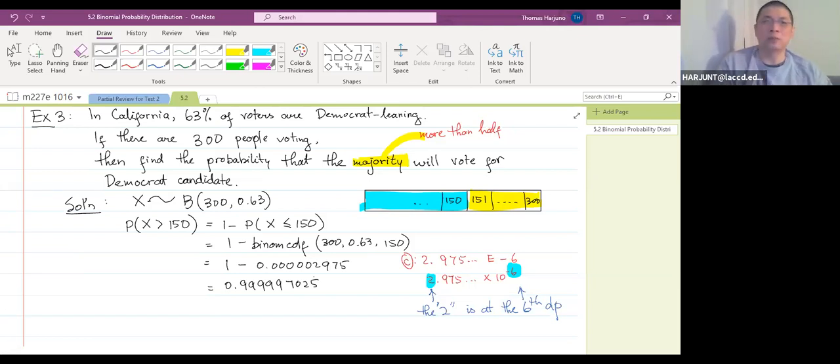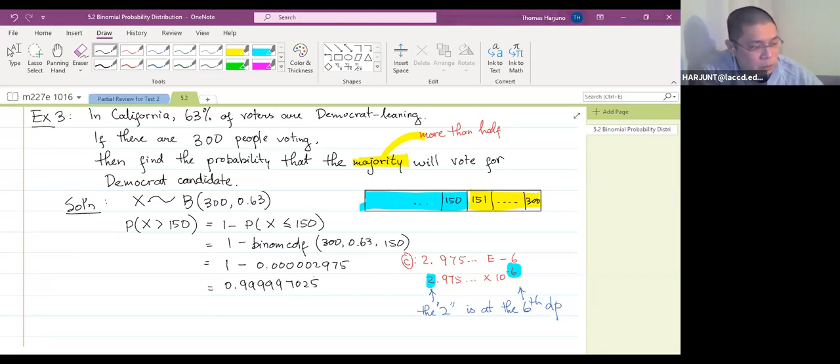So is it possible that, for example, in California, and you know this number is hypothetical, okay? I just make up numbers, okay? If the voters are 63% Democrat leaning, then the probability of 300 actual voters having a majority vote for the Democrat candidate will be such a high probability.